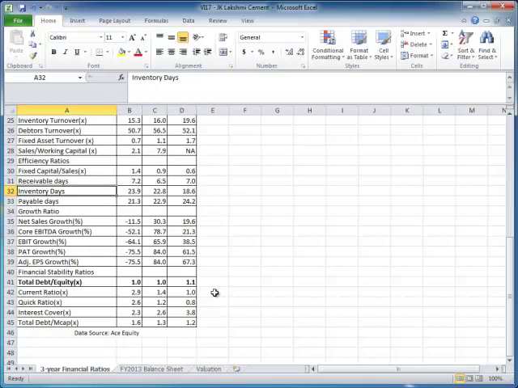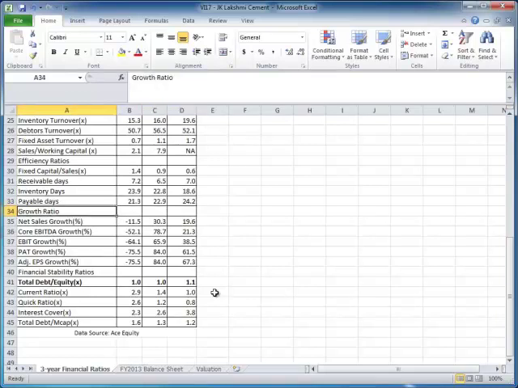Then we have inventory days. So how long does inventory stay with the company? And this has been declining. So that kind of indicates an improvement in efficiency. Then we have payables days, and this is stable between 21 and 24.